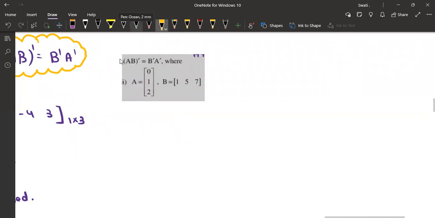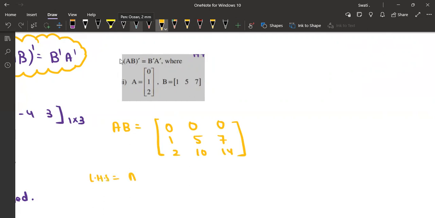So quickly do this. First, we need to find out AB. Okay, so AB, that means, of course, you know how to multiply. 0 times 1 is 0, 0 times 5 is 0, 0 times 7 is 0. 1 times 1 is 1, 1 times 5 is 5, 1 times 7 is 7. Next, we have 2 times 1 is 2, 2 times 5 is 10, 2 times 7 is 14. This is our AB, but we have on the LHS, what do we have?